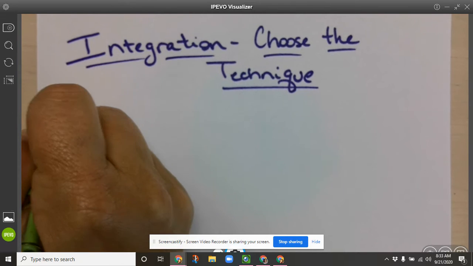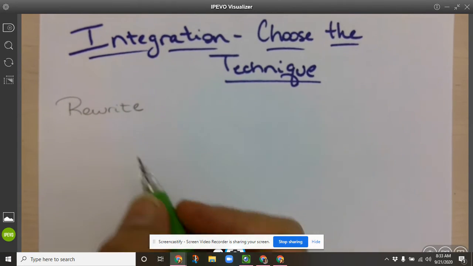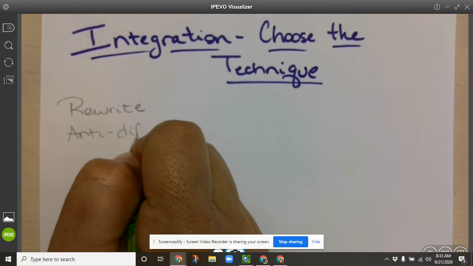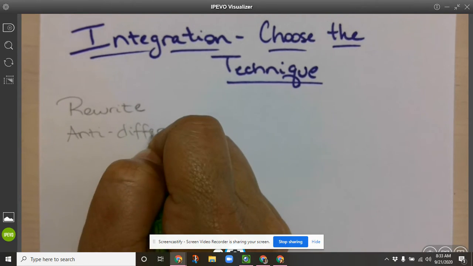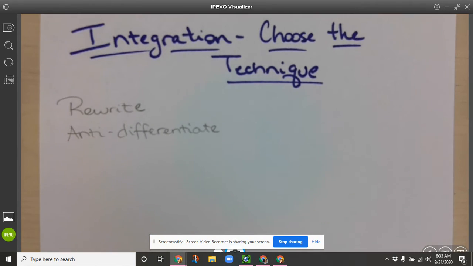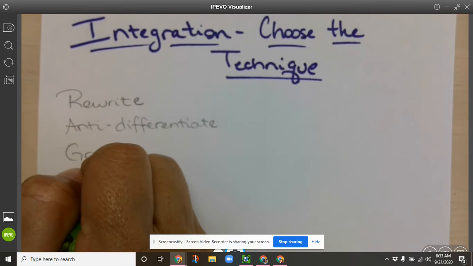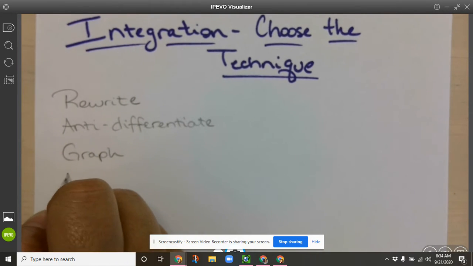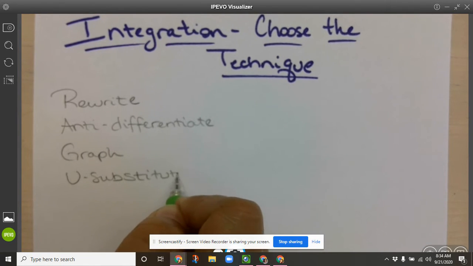So for now, the techniques that we have: we can rewrite an integral. We can just apply the antiderivative rule. We can anti-differentiate, and when we integrate, ultimately, we're always going to do this technique, but sometimes we can do it right from the beginning. Sometimes sketching a graph is the best way to get the integral. Or we could use u substitution.